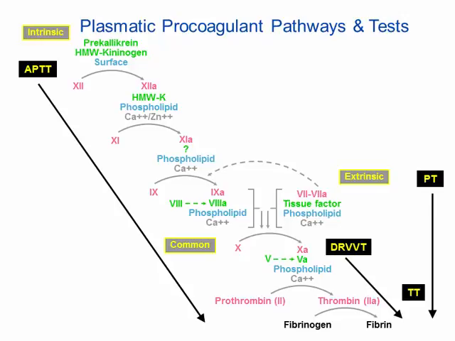The thrombin time test assesses the final transformation of fibrinogen to fibrin and is performed by adding exogenous thrombin to citrated plasma, with or without calcium, and is mainly used to detect anticoagulants such as heparin or direct thrombin inhibitors.